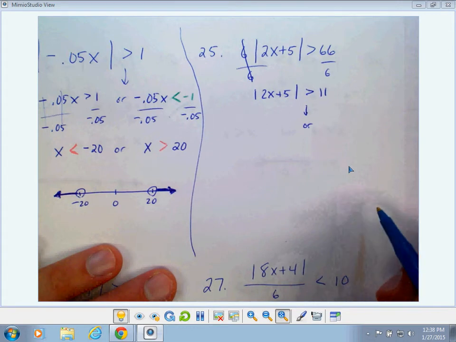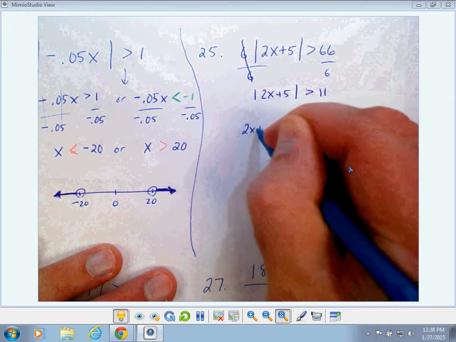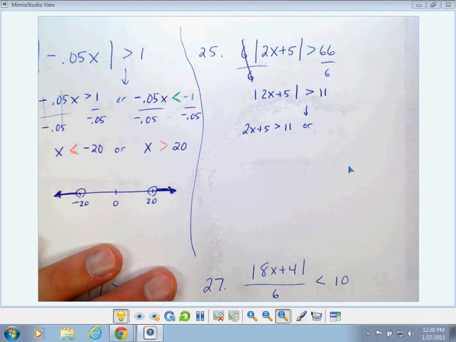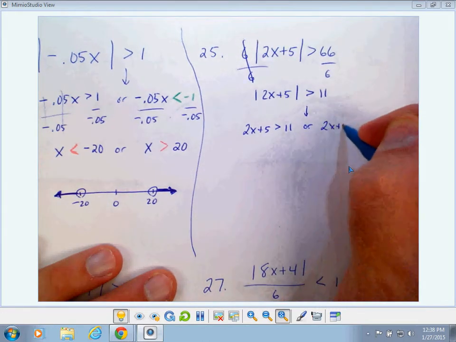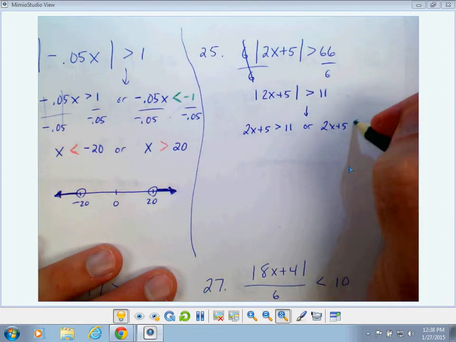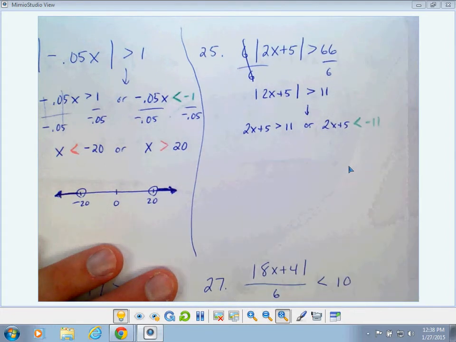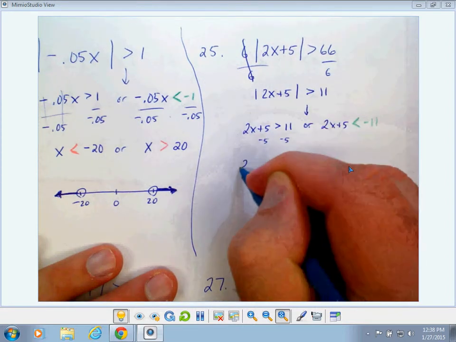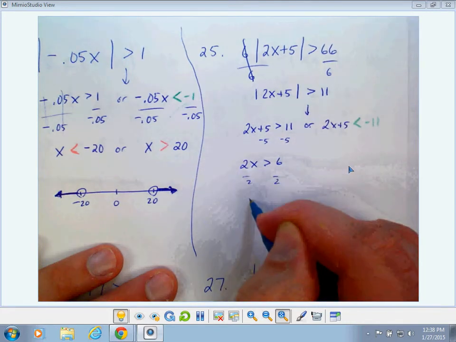So we're going to turn this into an OR problem because it is a greater than. So this will be 2x plus 5 greater than 11. And then the other side, 2x plus 5, but we'll switch that symbol around again to make it less than and negative 11. So we solve these separately. We'll subtract 5 away from both sides. 2x is greater than 6. Divide by 2. X is greater than 3.